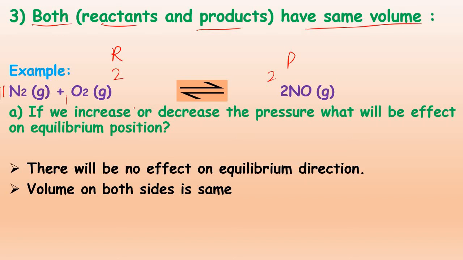So if we increase or decrease the pressure, what will happen to the equilibrium position? In the same way you have to write 2 points, 2 main ideas, because there are 2 marks. There will be no effect on the equilibrium direction, because it is in chemical equilibrium and dynamic equilibrium, right? The volume on both sides is the same. That is the reason there will be no change in the equilibrium position, right? This is also a very important question which will come in your paper or exam.